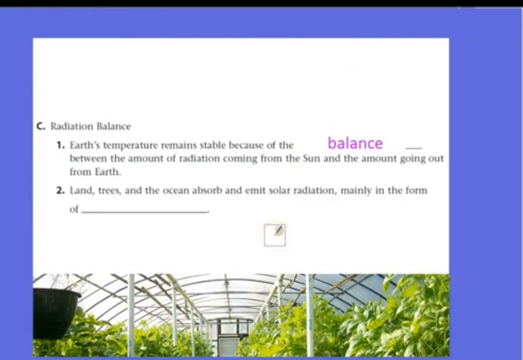And one of the ways that we have this is mainly through land, trees, and the ocean. Not only do they absorb, but they also bounce off solar radiation, mainly in the form of infrared radiation. If we were to take an infrared camera and go off Earth, we would see a whole ton of infrared radiation being kicked back from the ground itself and the water. Okay, so the Earth has these abilities to reflect it in order to keep the balance, because we don't want the planet to be too hot or too cold. As a result, life won't be able to sustain itself.